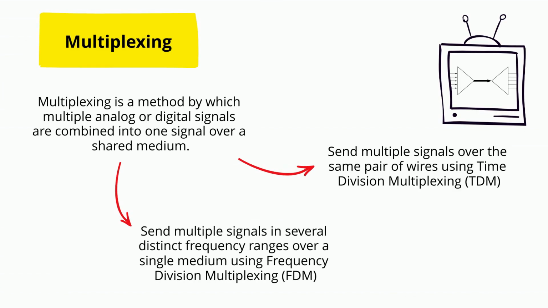Multiplexing is a method by which multiple analog or digital signals are combined into one signal over a shared medium. There are two types of multiplexing, time division multiplexing, TDM, and frequency division multiplexing, FDM. We can send multiple signals over the same pair of wire using TDM, while we use FDM to send multiple signals in several distinct frequency ranges over a single medium.